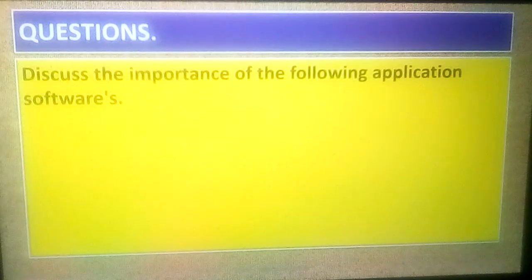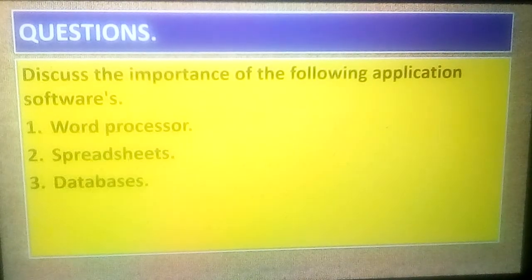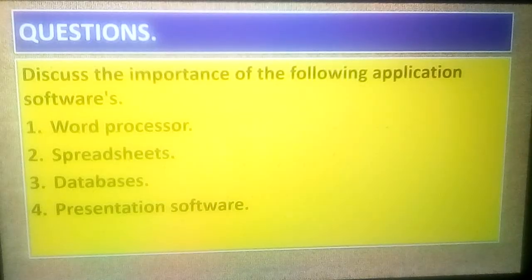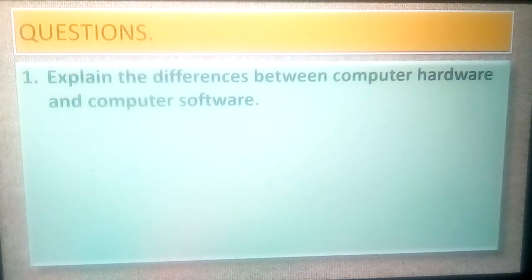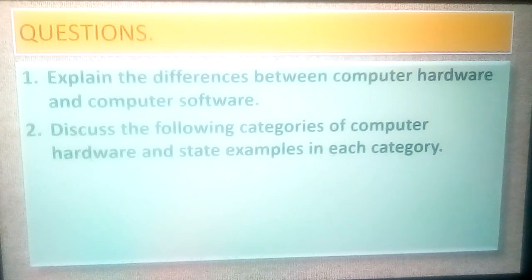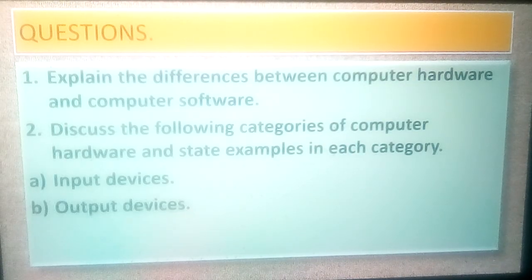Questions. 1. Discuss the importance of the following application software: 1. Word processor, spreadsheet, database, presentation software, web browser, publisher, tailor-made software. We discuss the importance of all those. 2. Explain the difference between computer hardware and computer software. 3. Discuss the following categories of computer hardware and state examples in each category: input devices, output devices, storage devices.